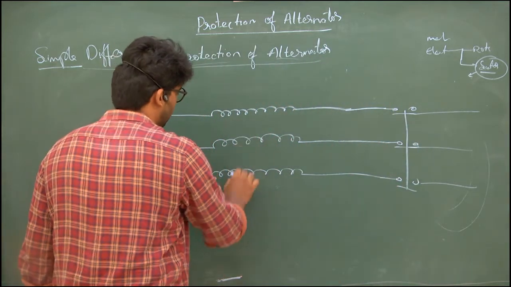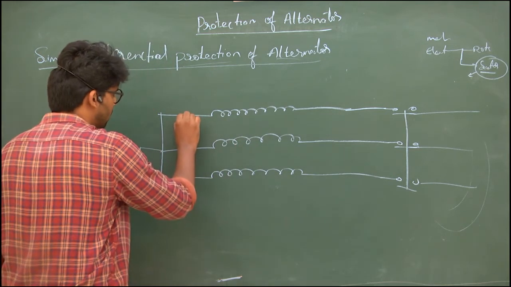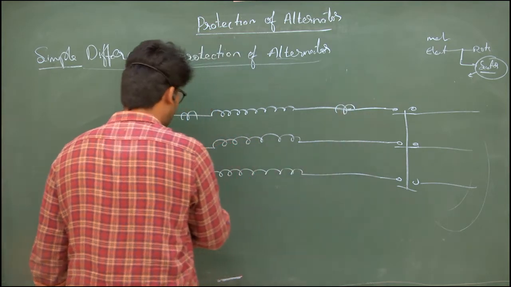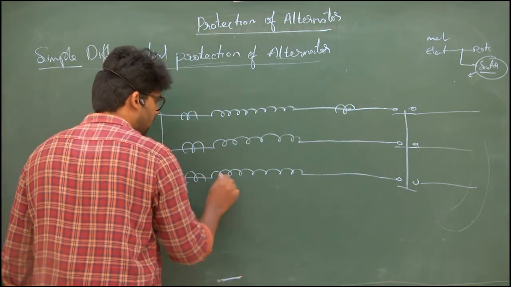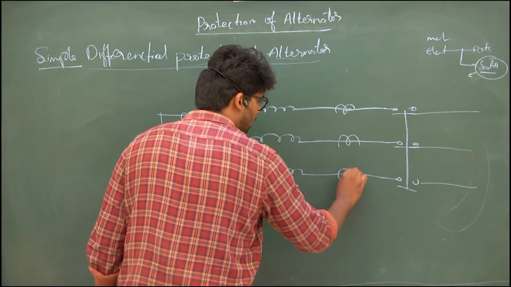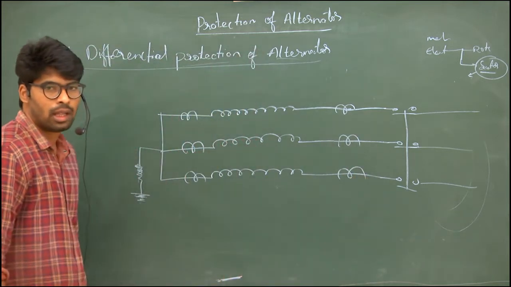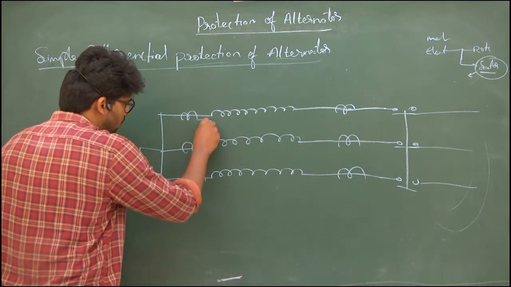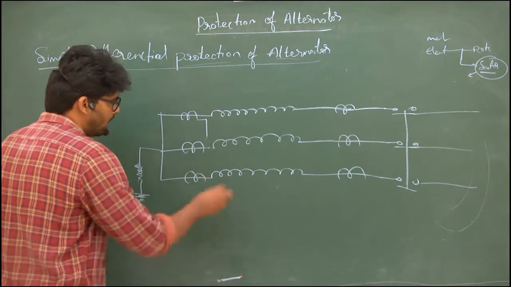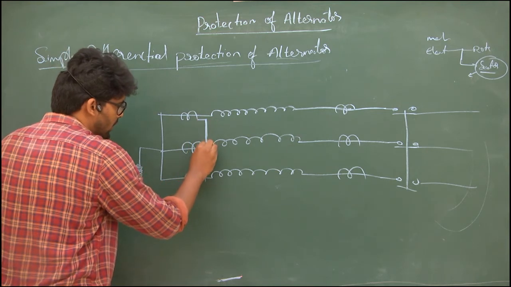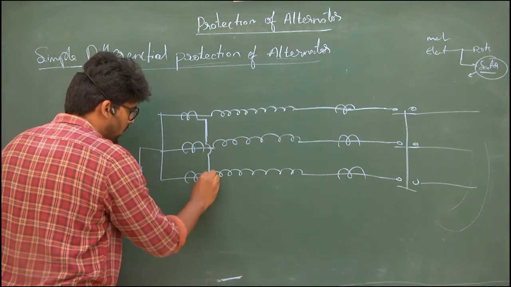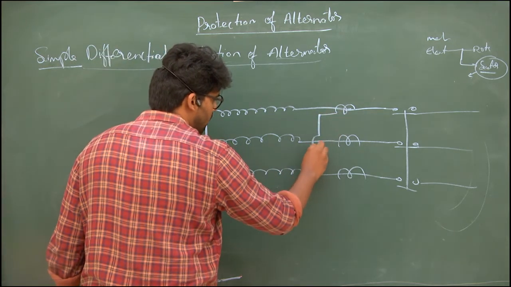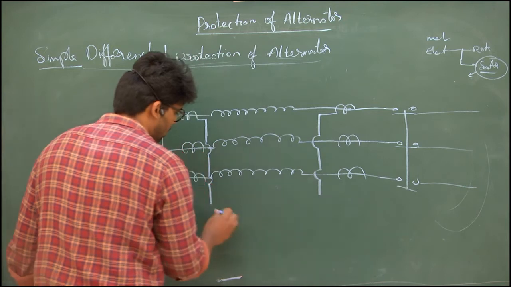Now, to give the differential relay operation, I need CTs. I am placing the CTs so that there is a circulating current flowing between them. The connection of the CTs will be in such a manner that there is a flow of current. Let us see how I am drawing it. For the circulating current to flow, I am connecting the CTs in a closed manner.